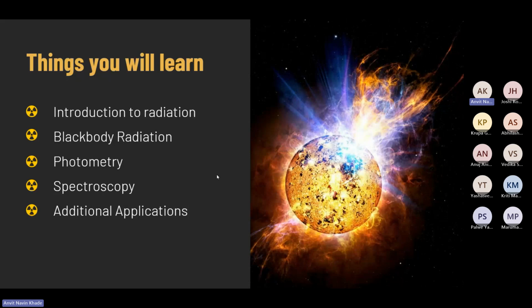Third, photometry. This technique measures the light from stars and other celestial bodies, helping us infer their brightness, temperature, and vital characteristics. Fourth is spectroscopy. And fifth is some additional applications and some future research.